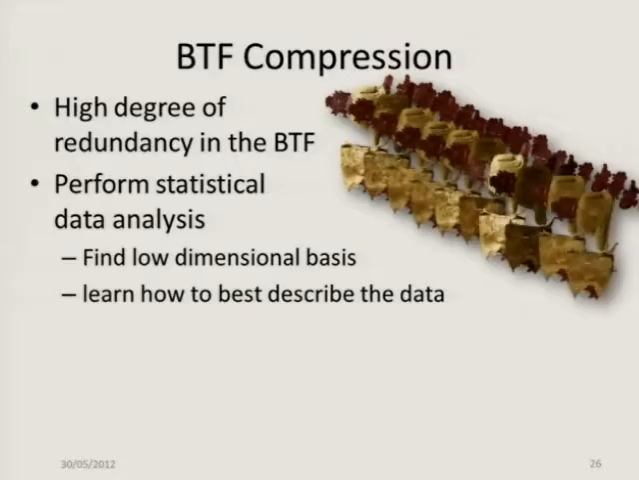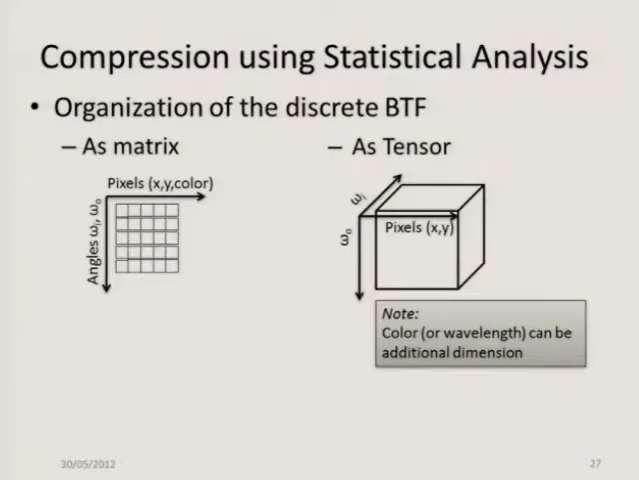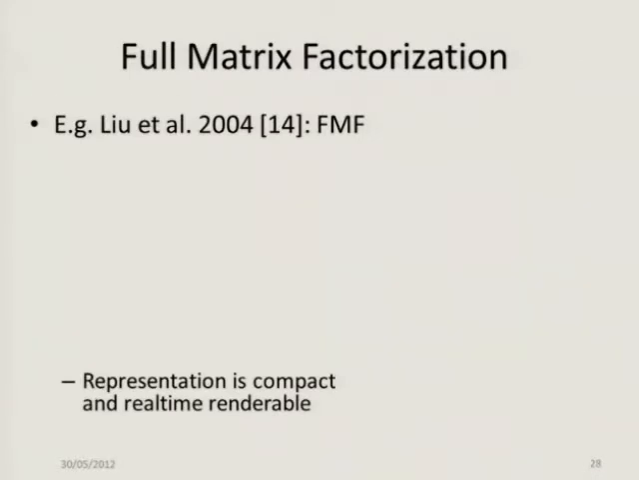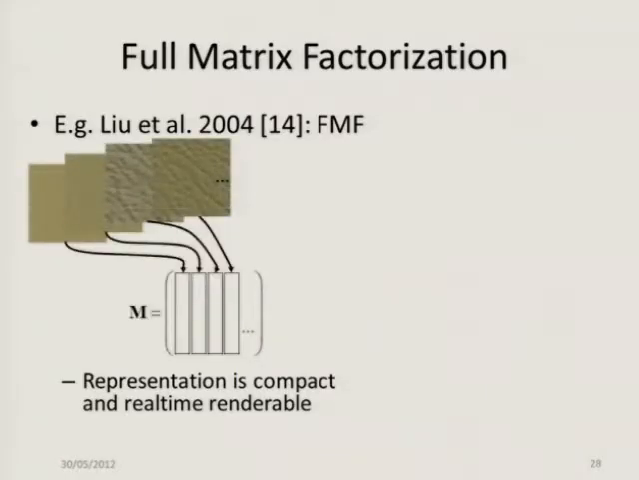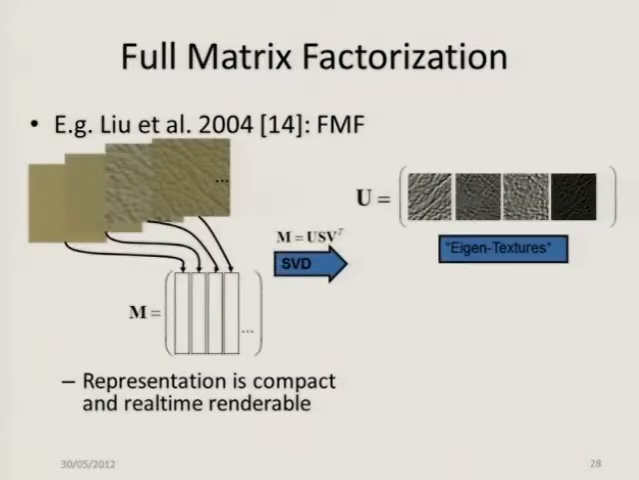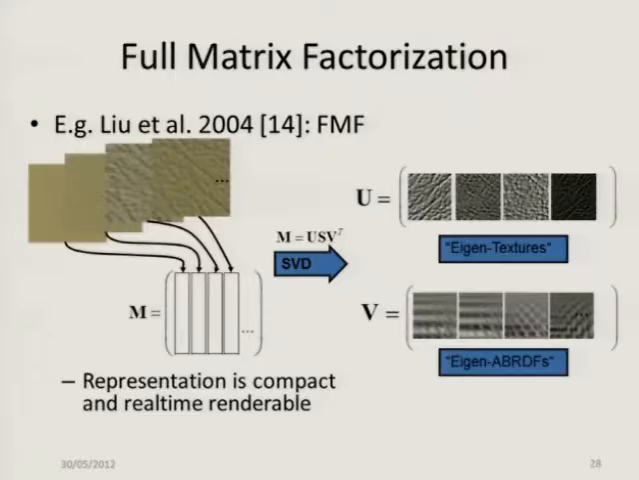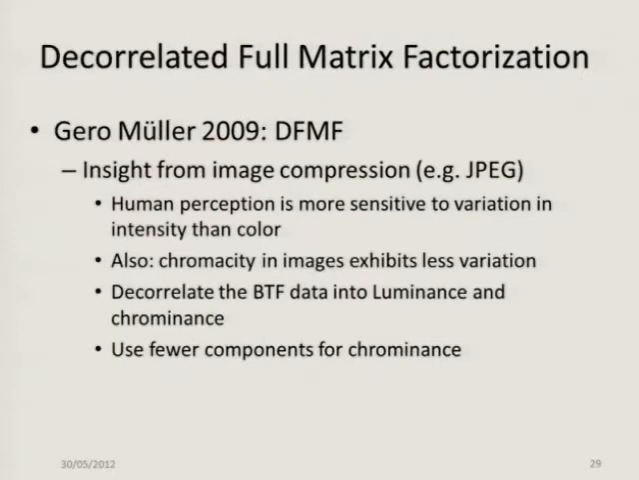Therefore, what comes to mind is that you have many self-similarities, and this means you can perform statistical data analysis, and that's what people did, and that's what we also did. You write the transport matrix as pixels or as a tensor, and then you can use full matrix factorization or whatever. You put the images as rows in a large matrix, perform an SVD, and you get these eigen textures and these eigen ABRDFs in the V component. This representation is already compact, but more important, it's renderable in real time.